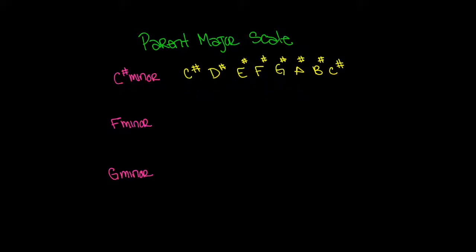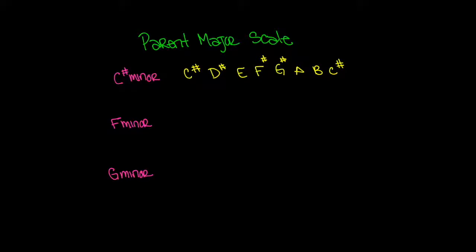All right, so what I'm going to do now is flat 3, 6, and 7. So I'm flatting my 3rd degree. I'm flatting my 6th degree. And I'm flatting my 7th degree, okay? And so that's my C sharp minor scale.